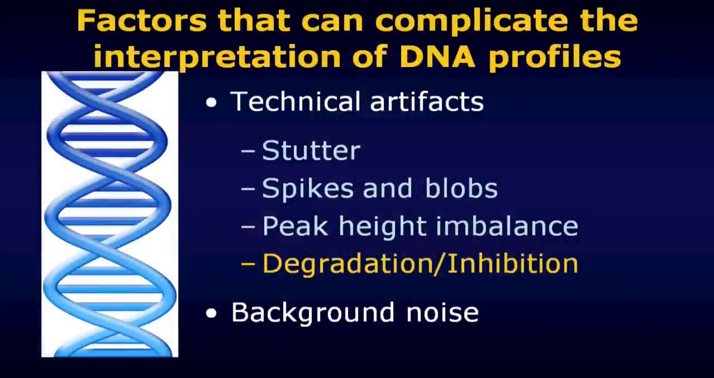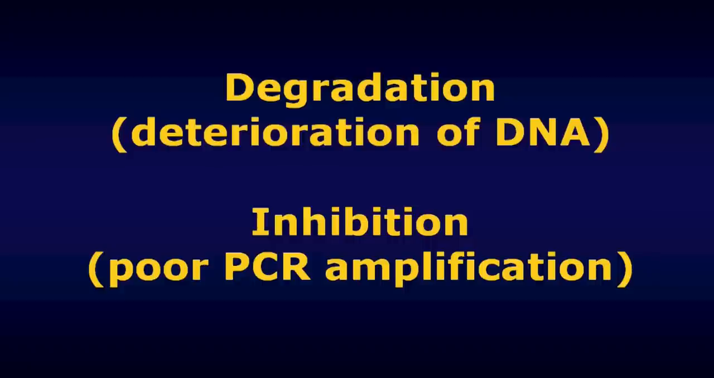For those that are out of balance, we have to start wondering if maybe we're getting something more to the story than this just being a straightforward single-sourced sample where we've gotten a complete set of information from everything that has generated a testing result. All right, so there's a little bit about peak height imbalance. Let me move along now to talk about the fourth of these four technical artifacts that I'd like to explain to you during the course of this video, and that is what's going on with this phenomenon of degradation or inhibition. Well, this next slide simply defines for you what it is that's in play here for degradation and inhibition.